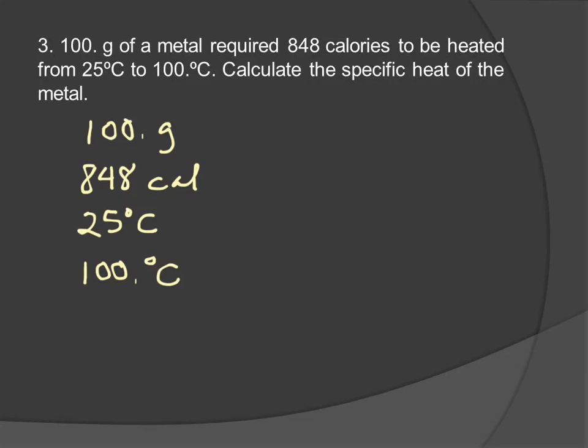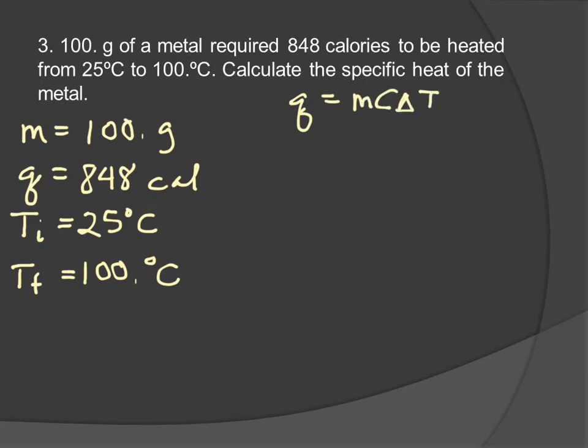Let's identify them. 100 grams, that must be mass. Calories is the unit of energy, Q, so that's Q. And then again, we've got 2 temperatures. Problem says from 25 to 100. So 25 is the initial temperature and 100 is the final. So we're going to use that equation again. Q equals mc delta T.